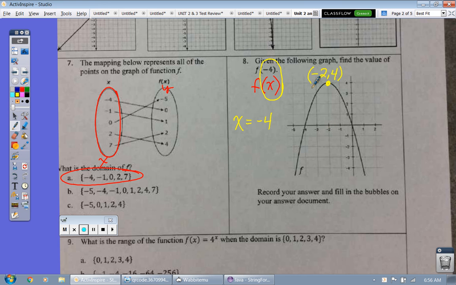I'm looking for what is the missing part that goes with x if x is -4? Well, if I go 1, 2, 3, -4, do I hit the graph? Yes, so the missing part or the missing piece of the coordinate is 0.